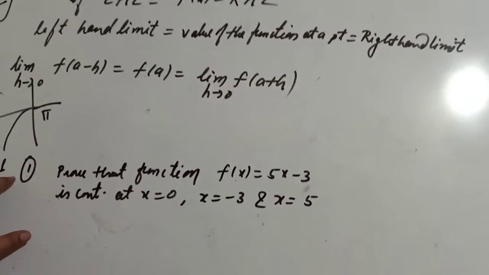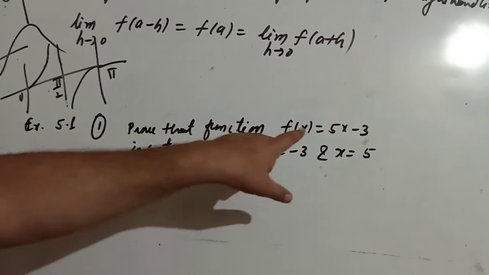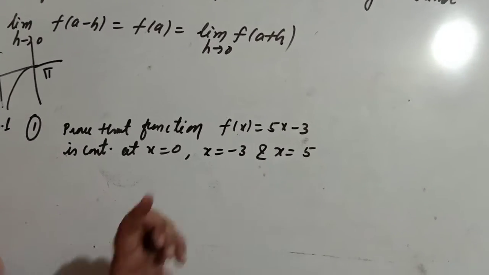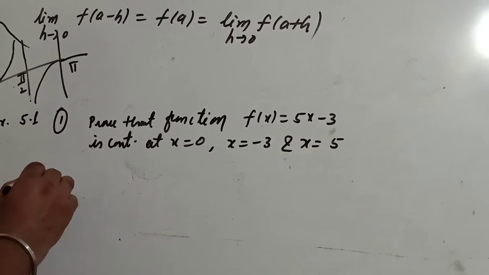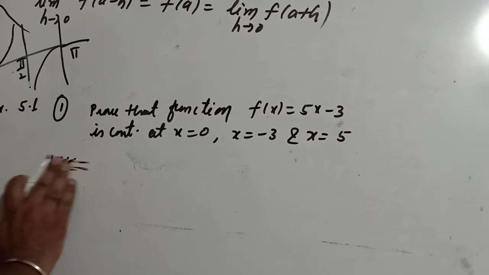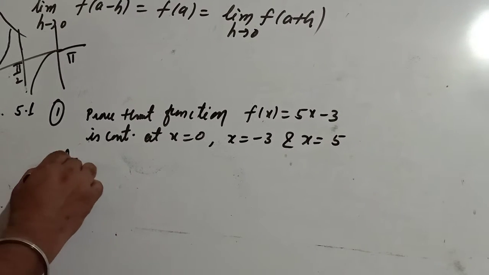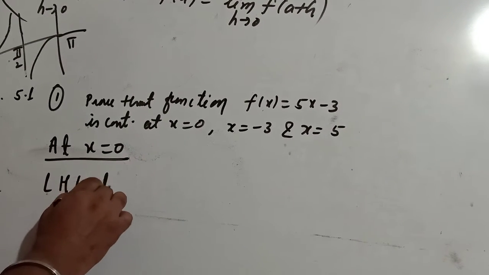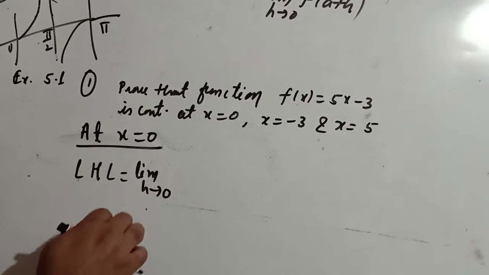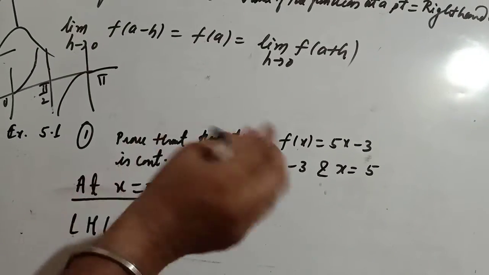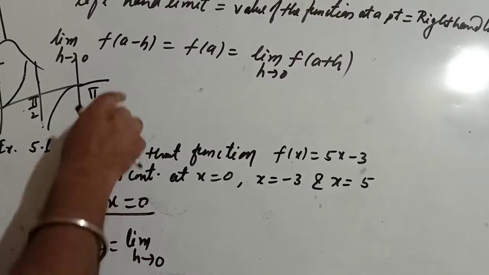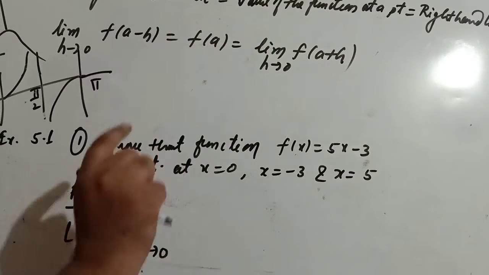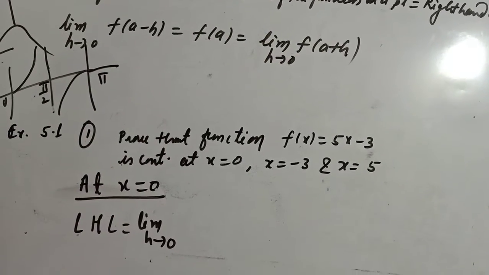Like here, exercise 5.1, first question: prove that the function f of x equal to 5x minus 3 is continuous at x equal to 0, at x equal to minus 3, and at x equal to 5. Very simple. First of all, we start with x equal to 0. We'll find LHL, limit h tends to 0. Here, what will be the value of a? 0. The point on which you are finding the continuity will become a. So you have to find f of 0 minus h, f of 0, f of 0 plus h. If all three are equal, we can say continuous.